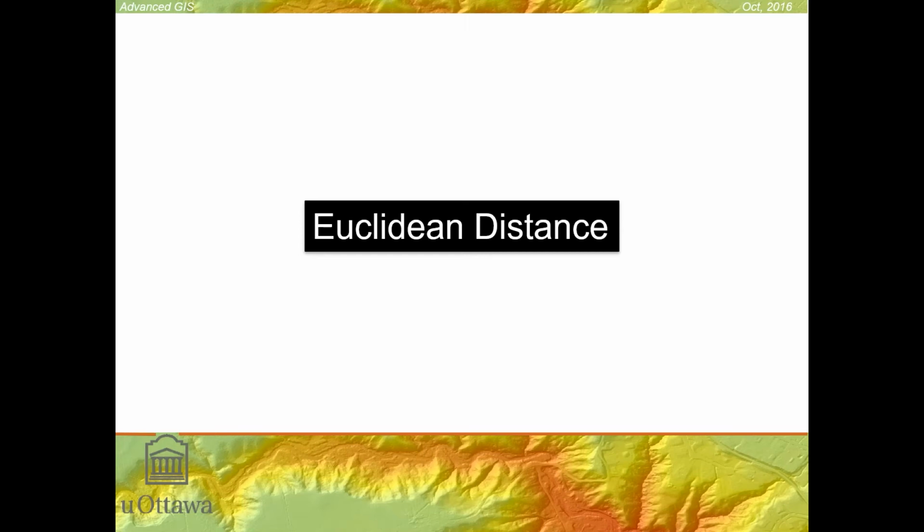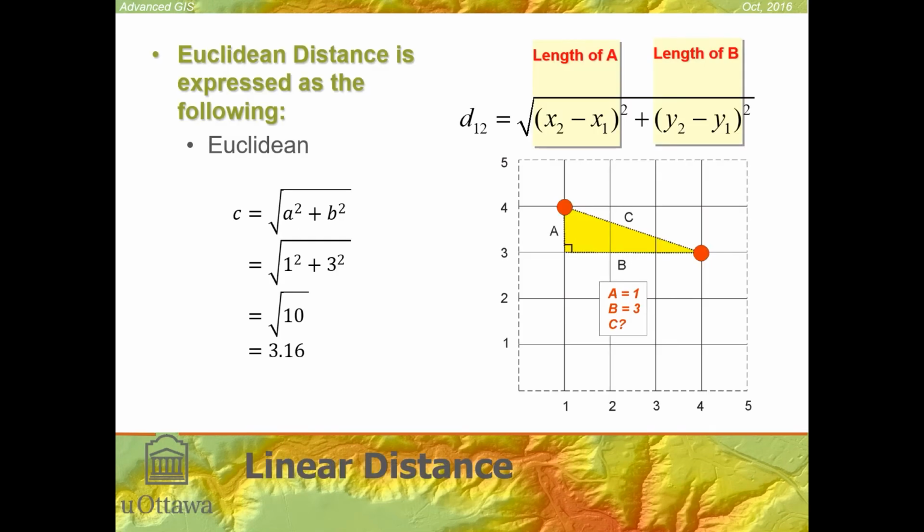Euclidean distance. Euclidean distance is measured using Pythagoras' theorem, whereby if we have 2 points in space, like we see here and here, we can measure the distance between them by the length of the hypotenuse that you see here on this right angle triangle. The hypotenuse is equal to the square root of a squared plus b squared. And that's what we see over here. C, the hypotenuse, is equal to the square root of a squared plus b squared. And in this particular case, that ends up to be 3.16 distance units.